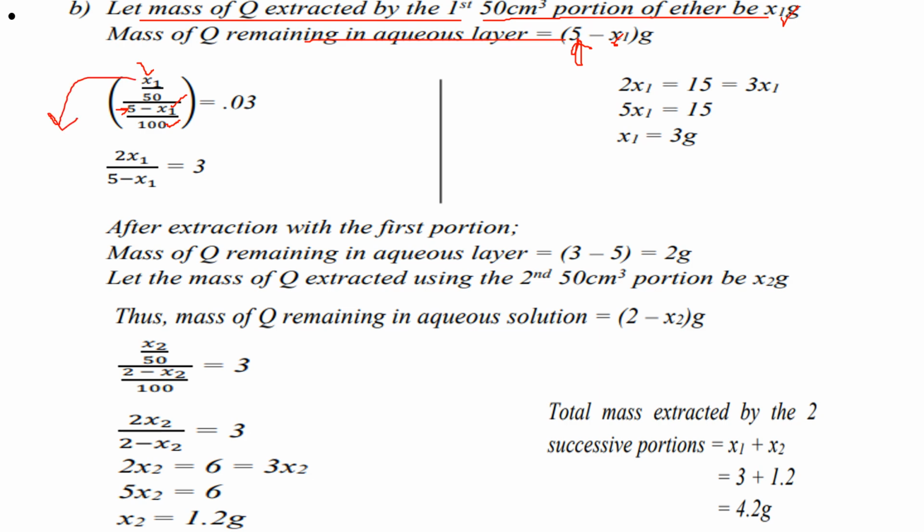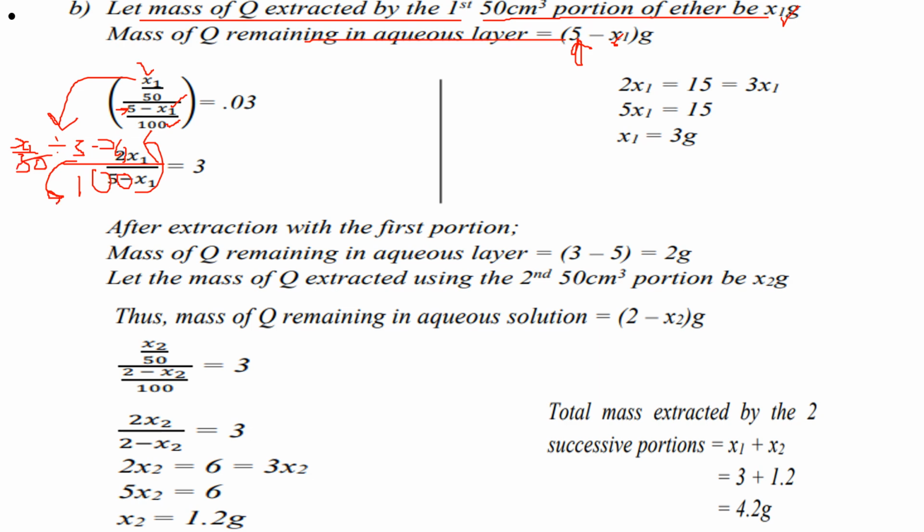Now if you do the math, if you find these steps so confusing, you put it aside. You say x1 divided by 50, then divided by 5 minus x1, divided by 100. Then you find the reciprocal. When you find the reciprocal, 100 goes up here, and 5 minus x goes down here.